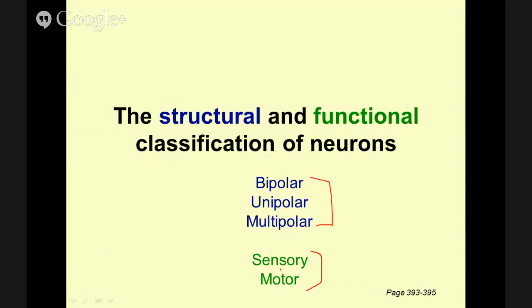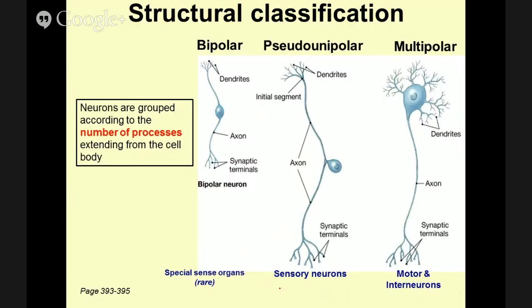You can say your neuron is a sensory neuron, which means it's picking up data about the outside world or the inside of your body and bringing it back towards your central nervous system. Or it could be motor, which means it is carrying information from your central nervous system to the muscles of your body. So let's look at how we classify each one.